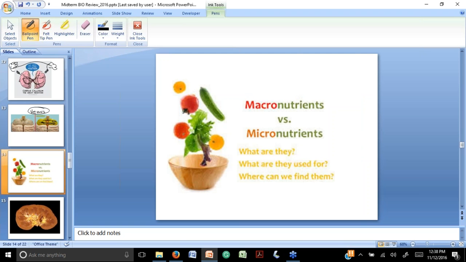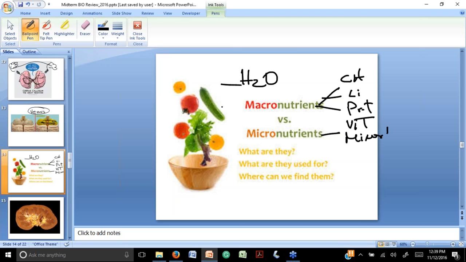So macronutrients and micronutrients: you need to remember the macro are carbohydrates, lipids, and proteins. Micronutrients are going to be the vitamins and the minerals, okay? And the water is not, the water is a part, right? So we have water, macro, and micronutrients, okay?